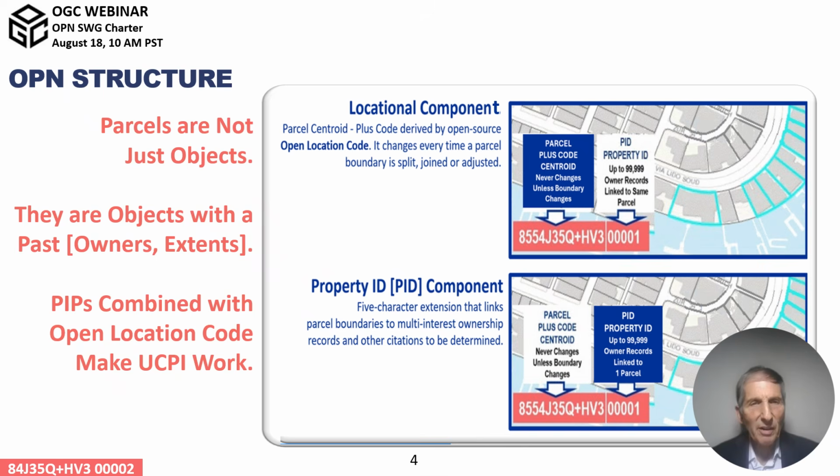Now on to how it works. The OPN structure is composed of two components. The locational component is Open Location Code Derived plus Code Parcel Centroid that changes every time a parcel boundary is split, joined, or adjusted. The second component is a property ID, a 5-character extension that links parcel boundaries to multiple interest ownership records. Parcels are not just objects, they're objects with a past: owners, past extents. PIPs combined with open location code makes UCPI work.